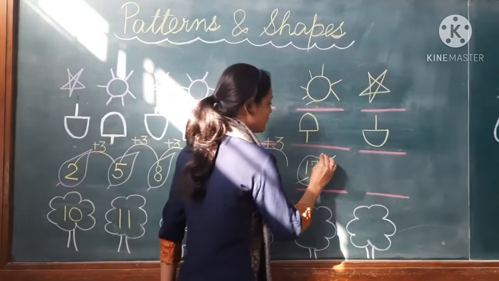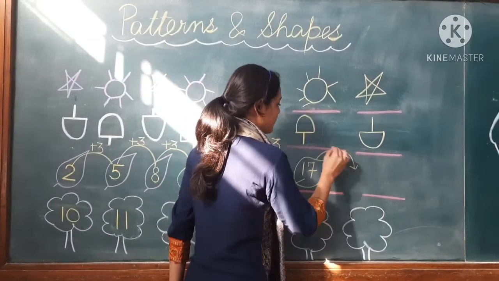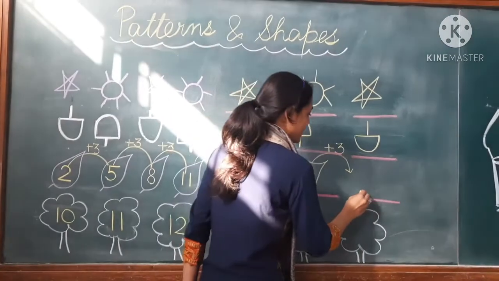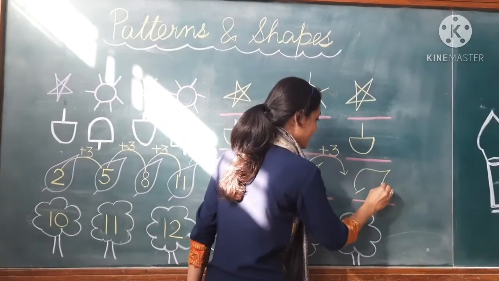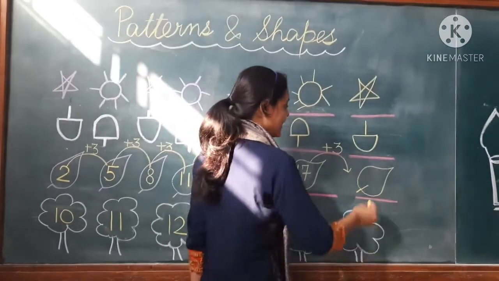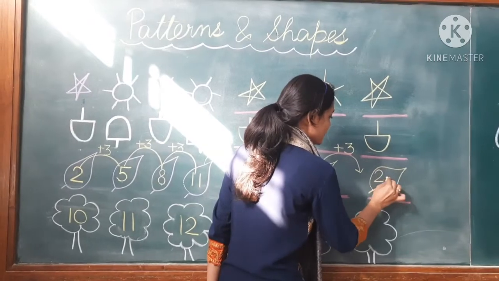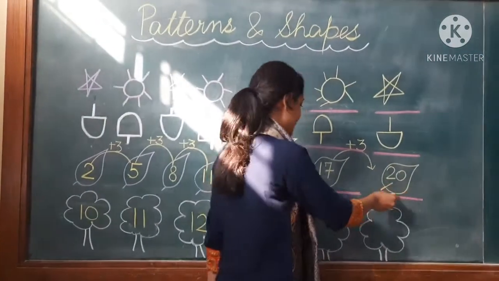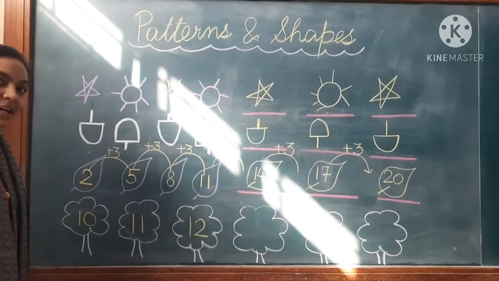And what we have to do in the last sequence? We'll add 3 more, so 17 plus 3, 17 में हमको 3 और ऐड करना है, तो हम leaf draw करेंगे और 17 के बाद 3 और count करेंगे, तो आंसर क्या बनेगा? 20, क्या बनेगा 20. So this way our sequence is complete.